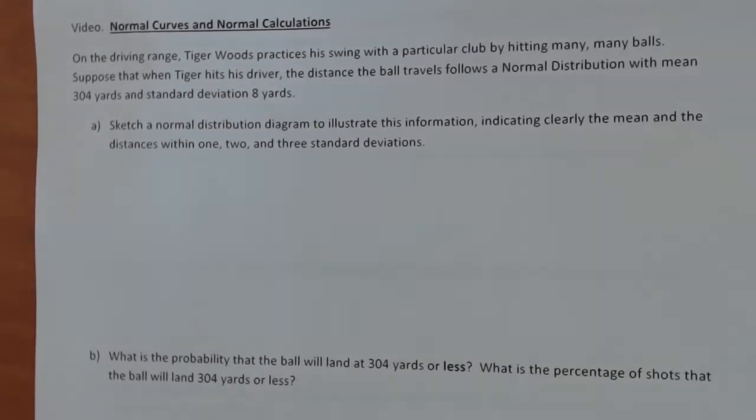Okay. Here's our example. On the driving range, Tiger Woods practices his swing with a particular club by hitting many, many balls. Suppose that when Tiger hits his driver, the distance the ball travels follows a normal distribution with mean 304 yards and standard deviation of 8. Sketch a normal distribution diagram to illustrate this information, indicating clearly the mean and the distances within 1, 2, and 3 standard deviations.